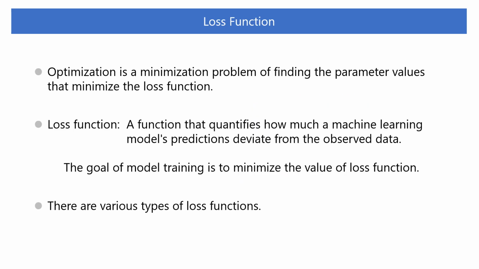Optimization is a minimization problem of finding the parameter values that minimize the loss function. The loss function is a function used to quantify how much a machine learning model's predictions deviate from the observed data. When we train a machine learning model, especially a supervised learning one, the goal is to minimize the value of the loss function. The smaller the value of the loss function, the closer the model's predictions are to the observed data, meaning that the model performs better.